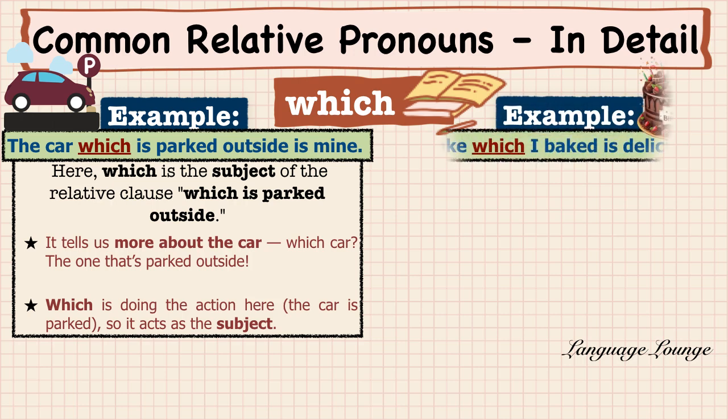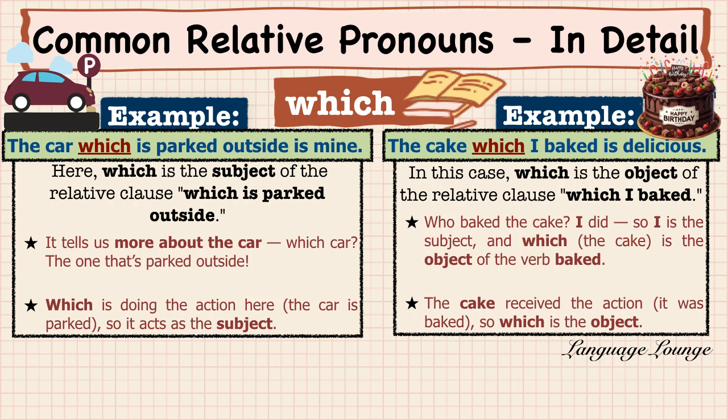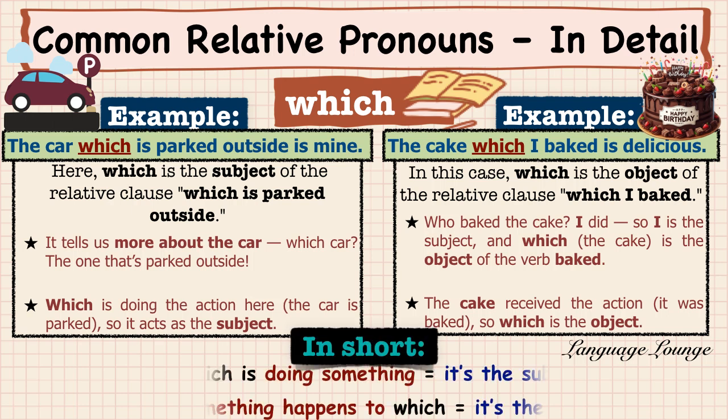Second example, the cake which I baked is delicious. In this case, which is the object of the relative clause, which I baked. Who baked the cake? I did. So here, I am the subject, and which, the cake, is receiving the action. Which isn't doing anything. It's having something done to it, being baked. Quick recap. If which is doing something, it's the subject. If something is happening to which, it's the object.